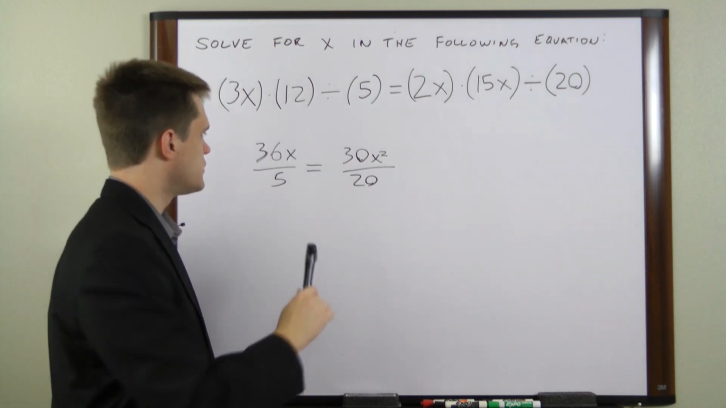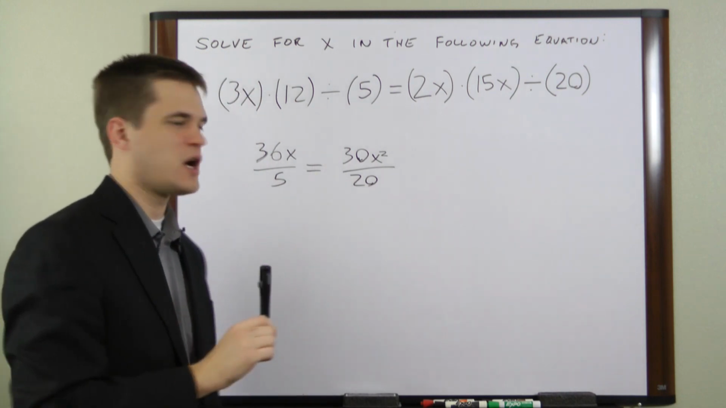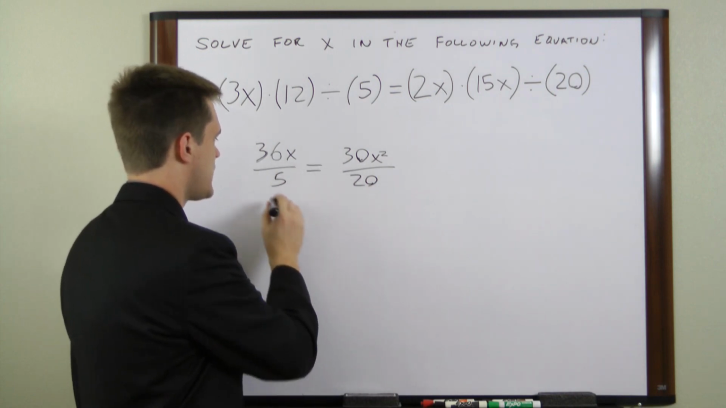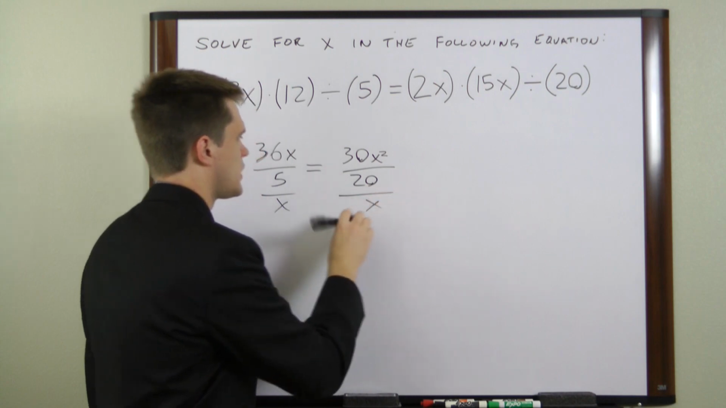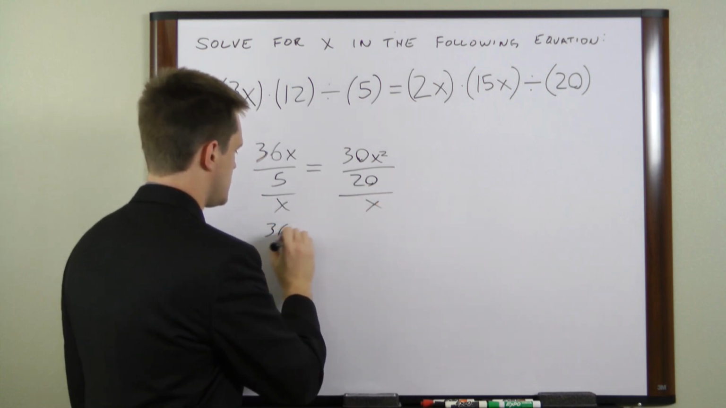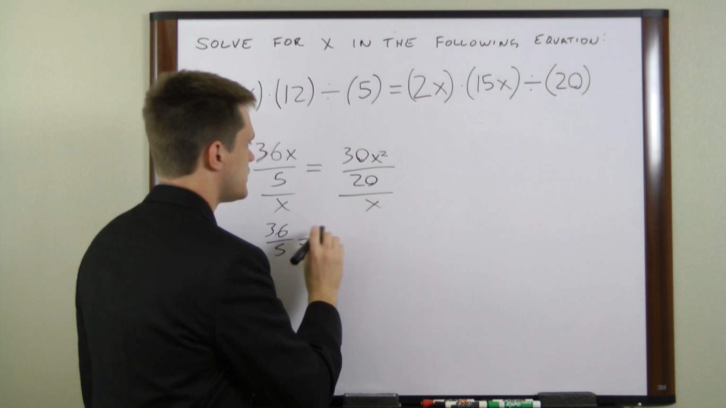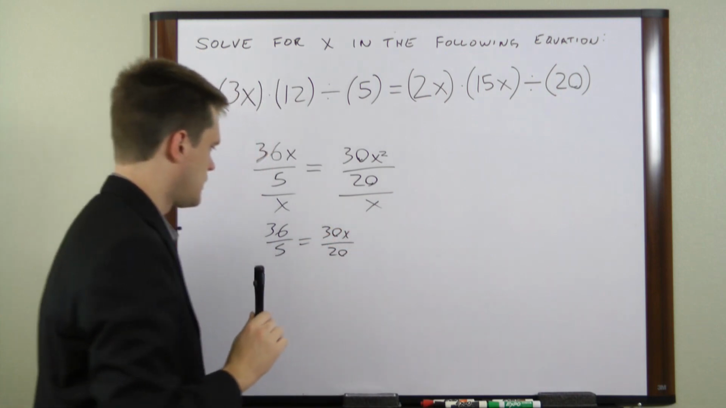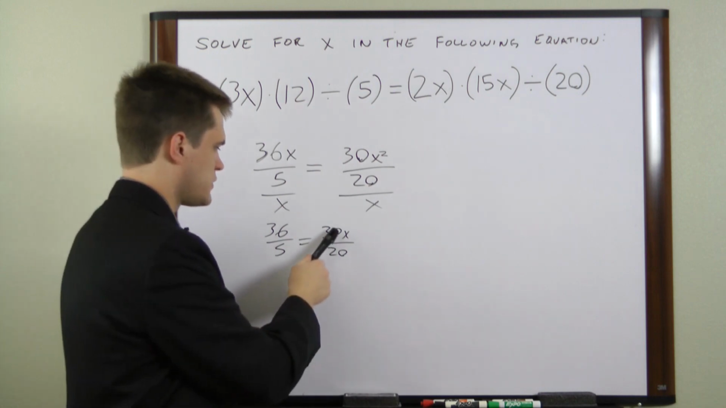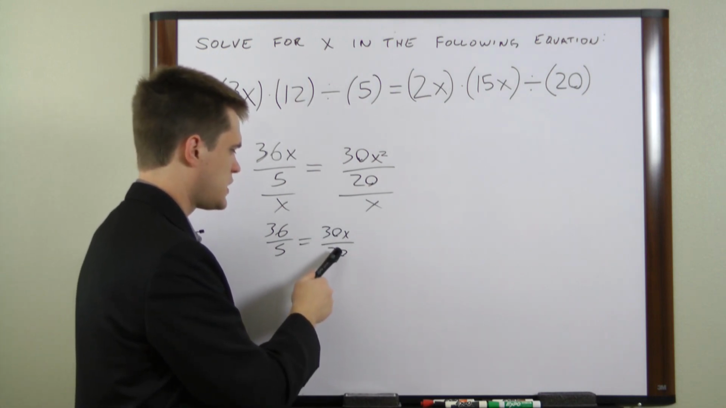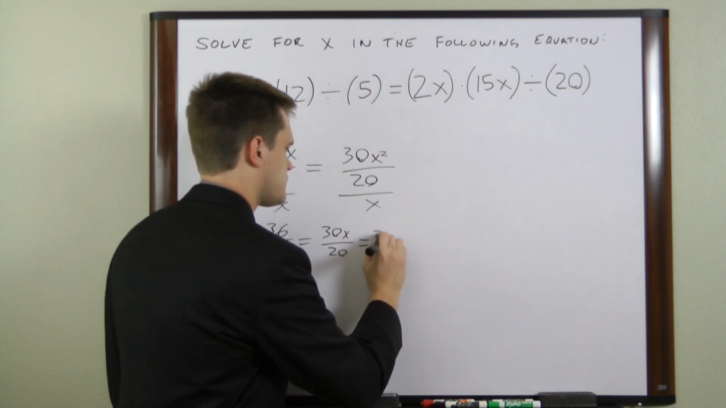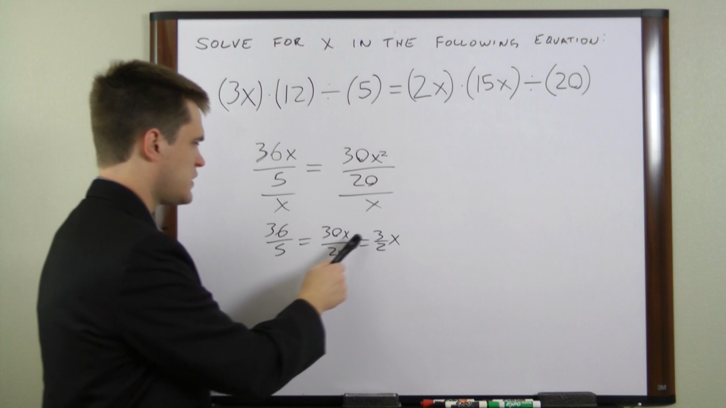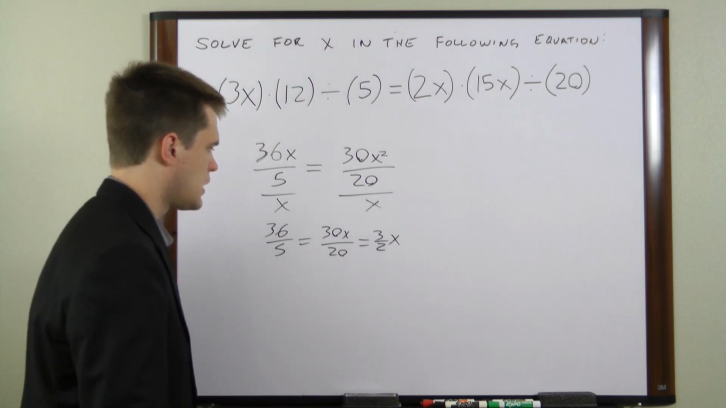So the first thing we want to do is get x all by itself on one side. So we'll divide both sides of the equal sign by x. And that gives us 36 over 5 equals 30x over 20. Now the next thing to notice is that you can reduce this fraction from 30 over 20 to 3 over 2. So we have 36 over 5 equals 3 over 2x.